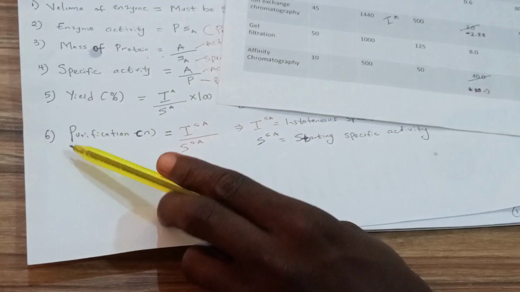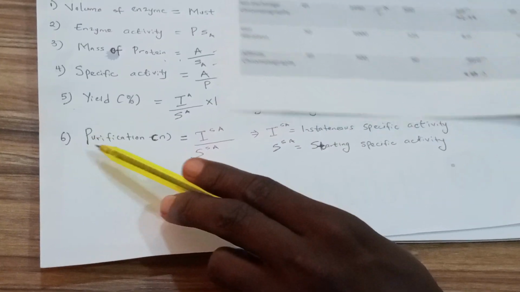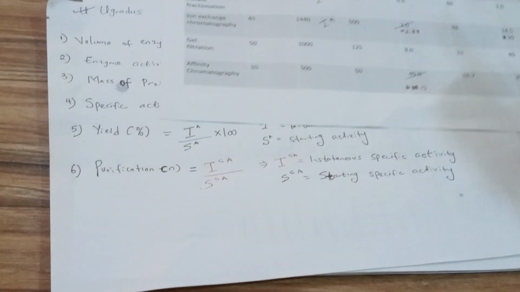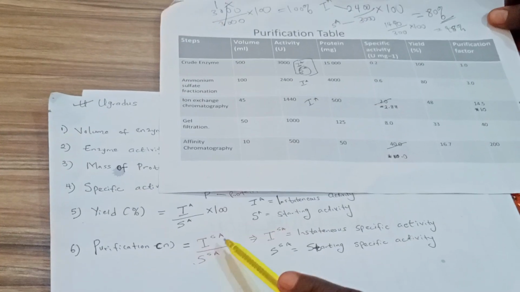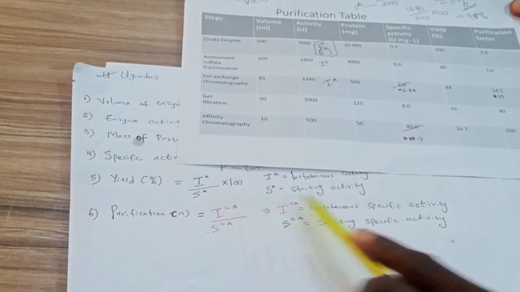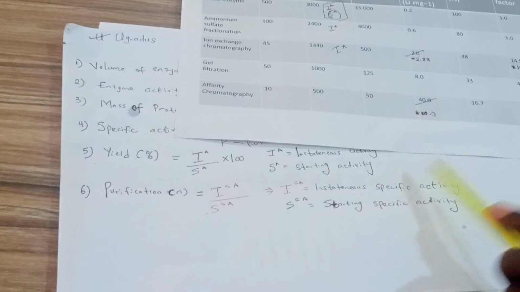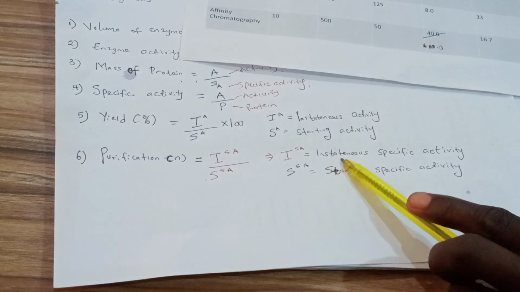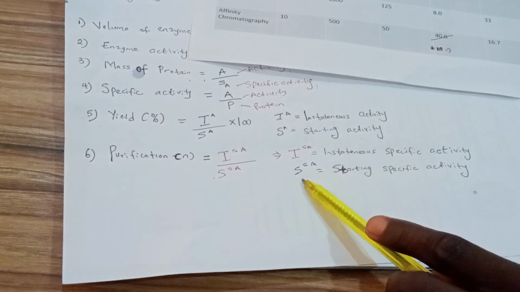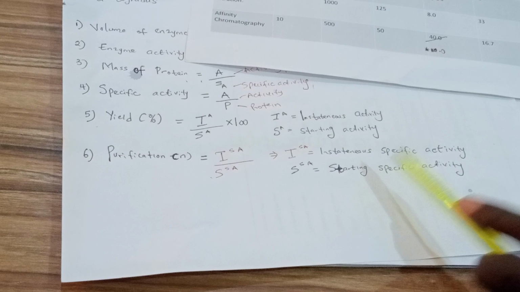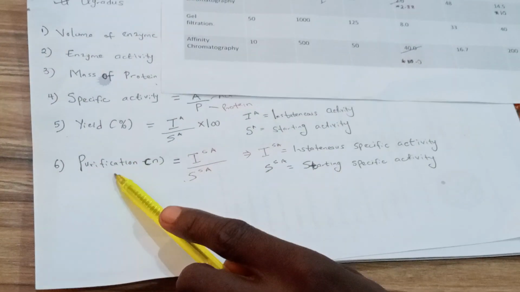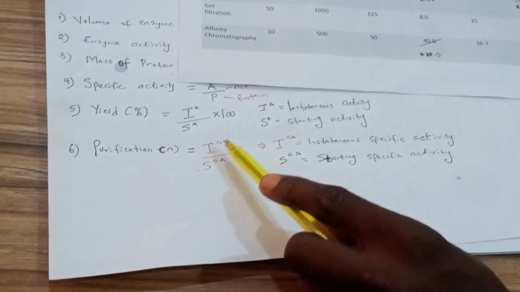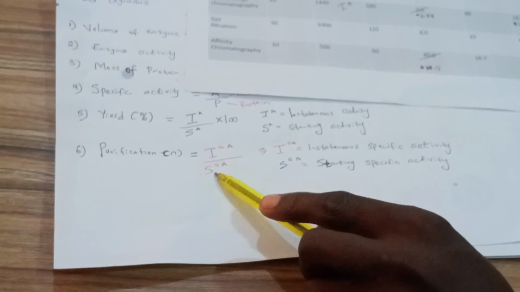And finally, I'm going to be discussing the sixth term, which is the purification factor. Now, the formula I put here is ISA all over SSA. ISA means instantaneous specific activity, unlike this one that is instantaneous activity. This one is not instantaneous specific activity. And SSA means starting specific activity. So to get your purification factor, you will divide your instantaneous specific activity by the starting specific activity.